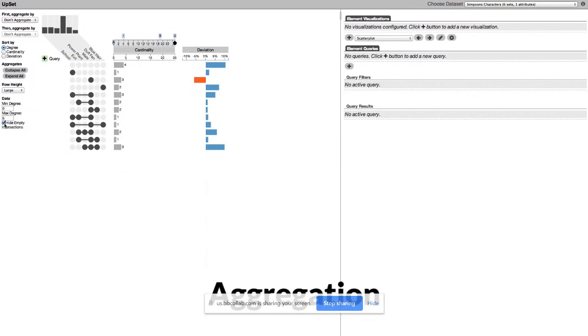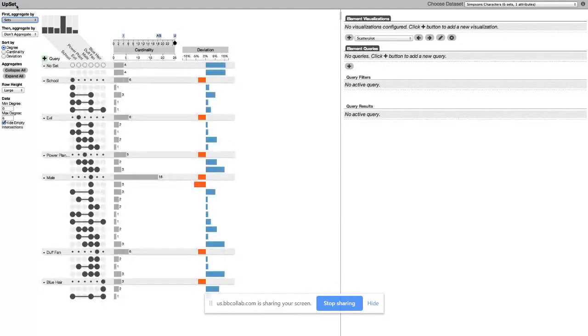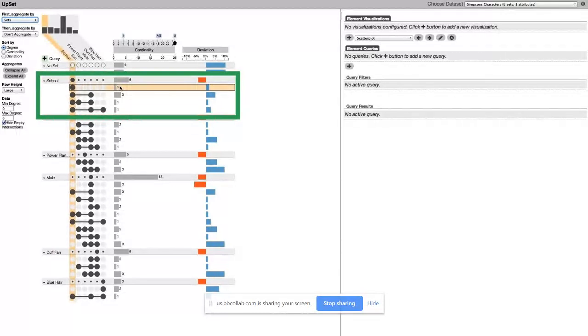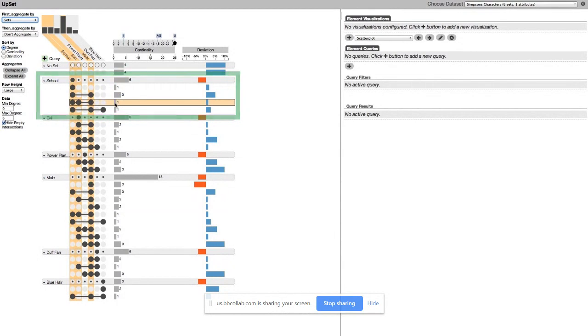For many tasks, it is helpful to aggregate intersections. You might want to know which sets intersect frequently with the school set. To do this, we aggregate by sets. This aggregation shows us that there are 6 characters in the school set. The biggest intersection in the school aggregate is school and male. However, there are other intersections that also contain school and male.